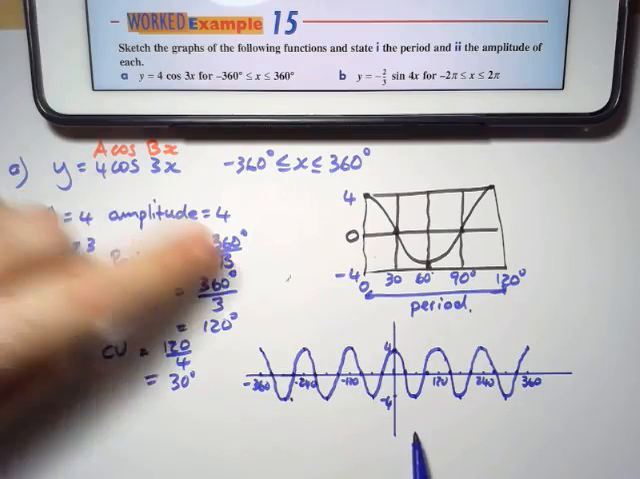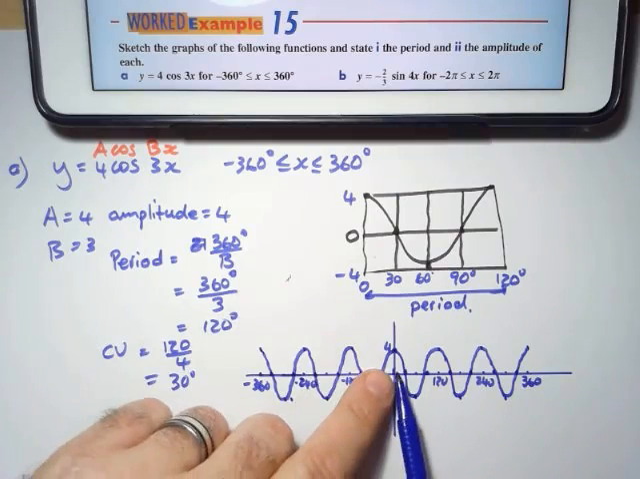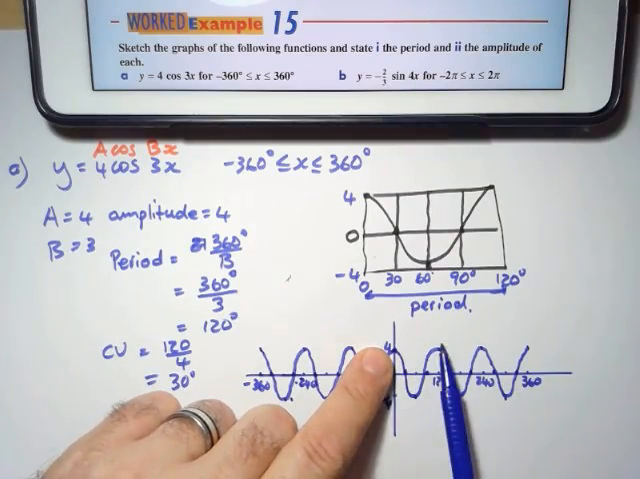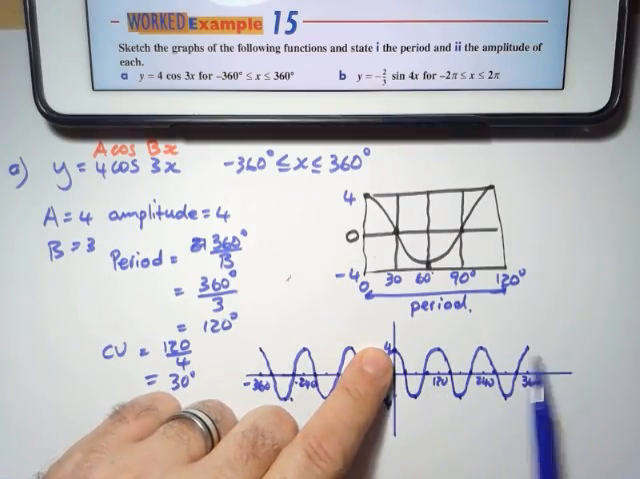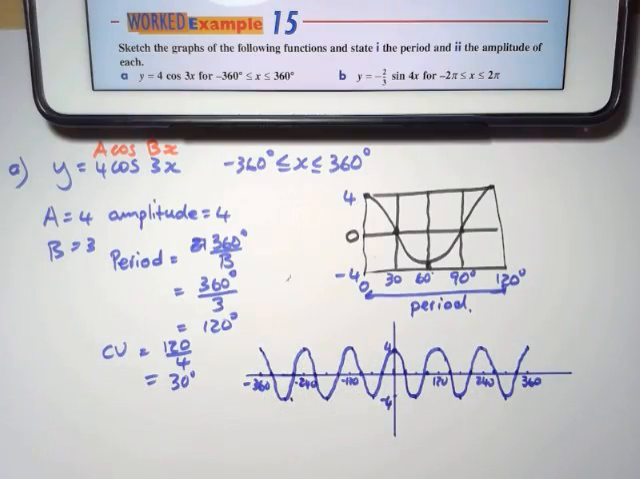The amplitude is 4. The b value is 3. It means from 0 to 360 there's 3 graphs. 1, 2, 3, negative 1, negative 2, negative 3. Everything is done. I will start the B1 on the next video.